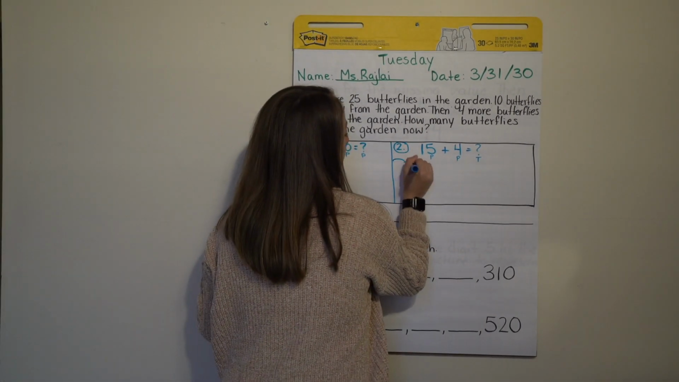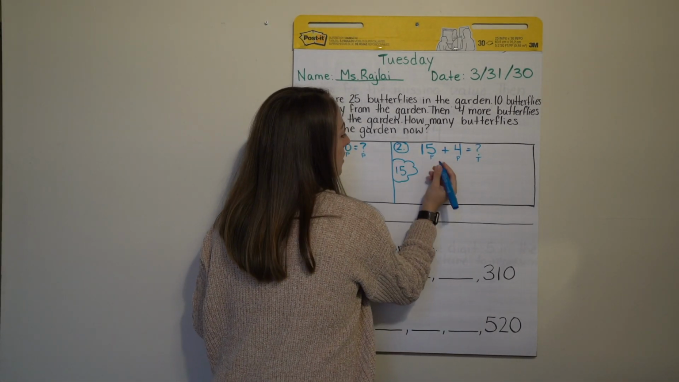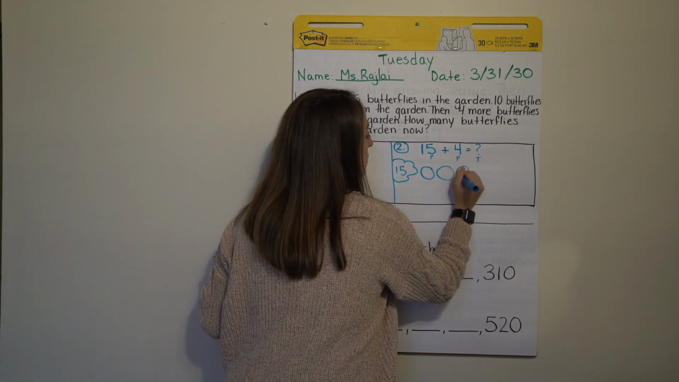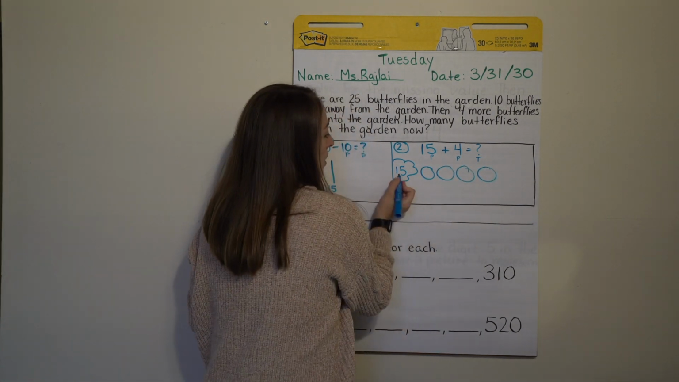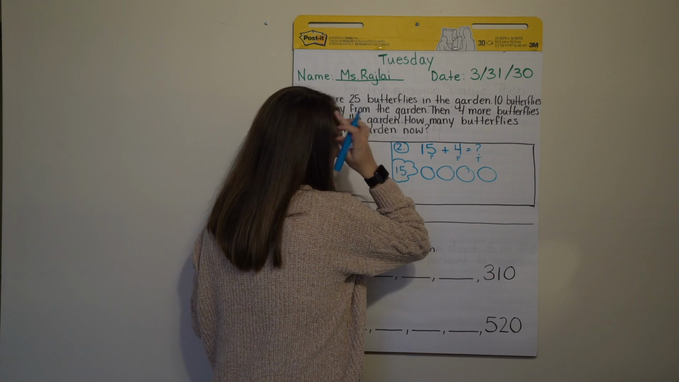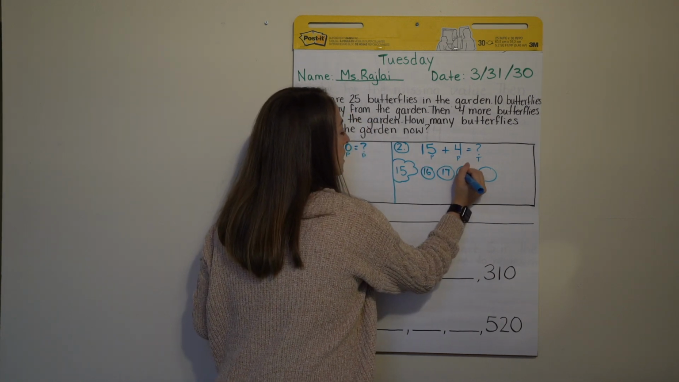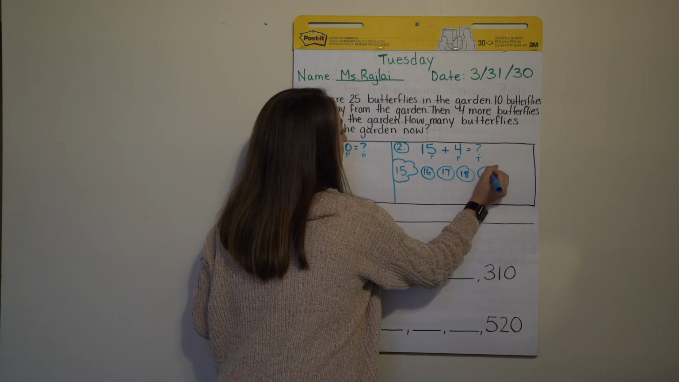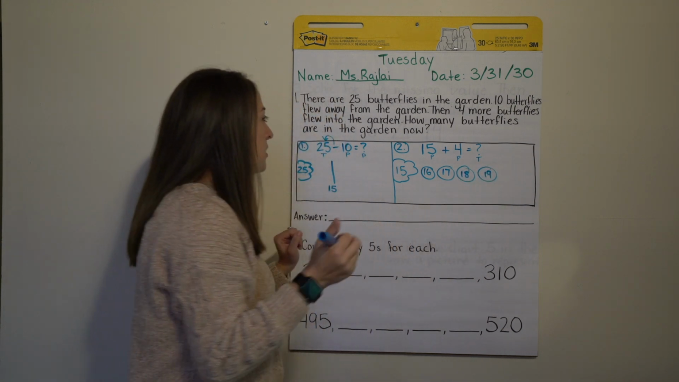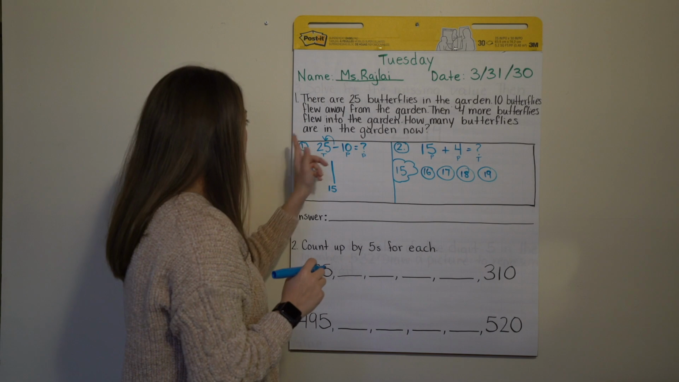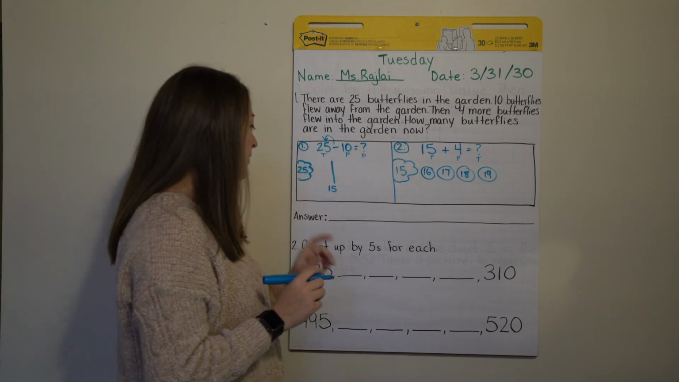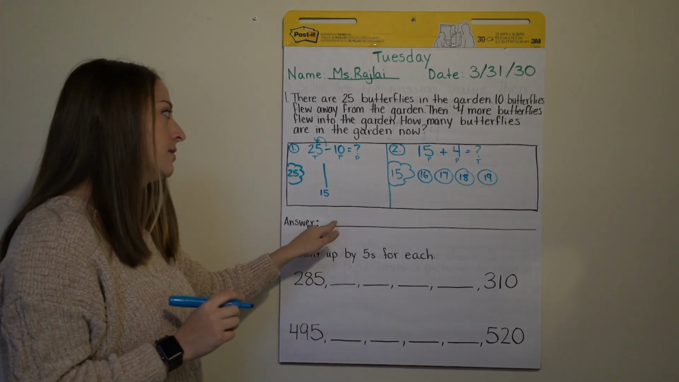All right, I'm putting 15 in my brain. I'm doing 4 circles. I'm counting up. 15, 16, 17, 18, 19. So how many butterflies are in the garden now? You can answer that in a complete sentence.